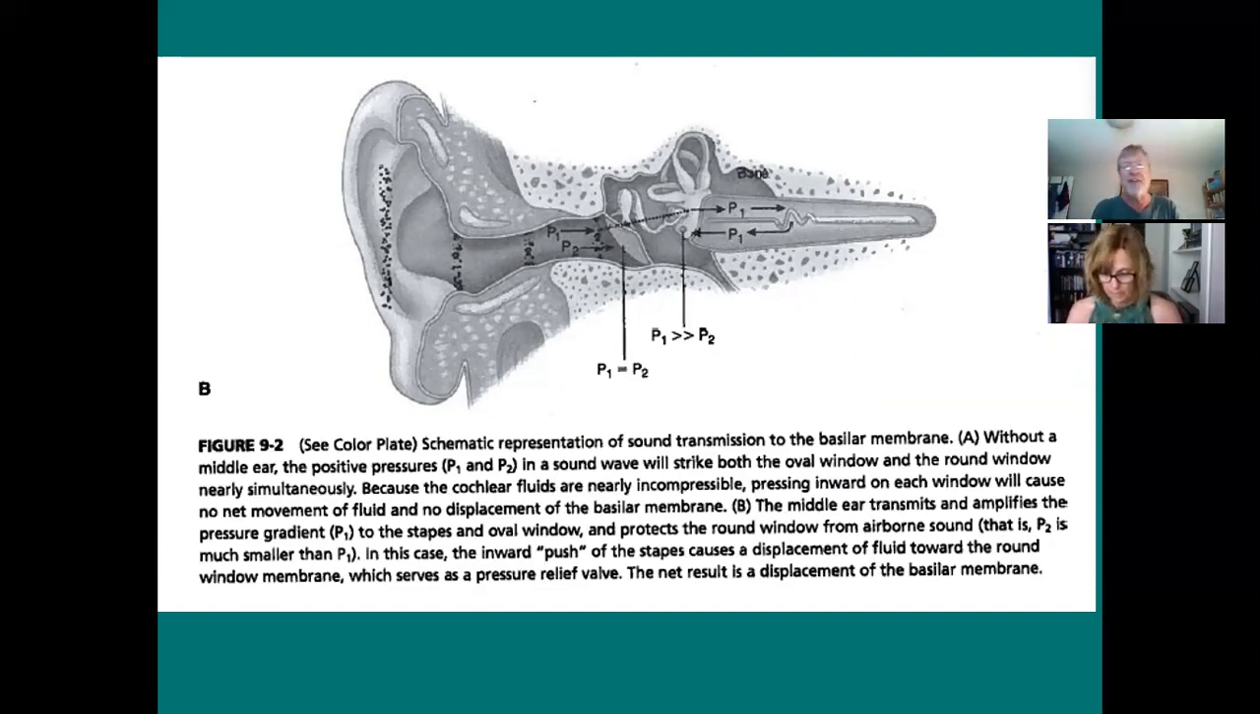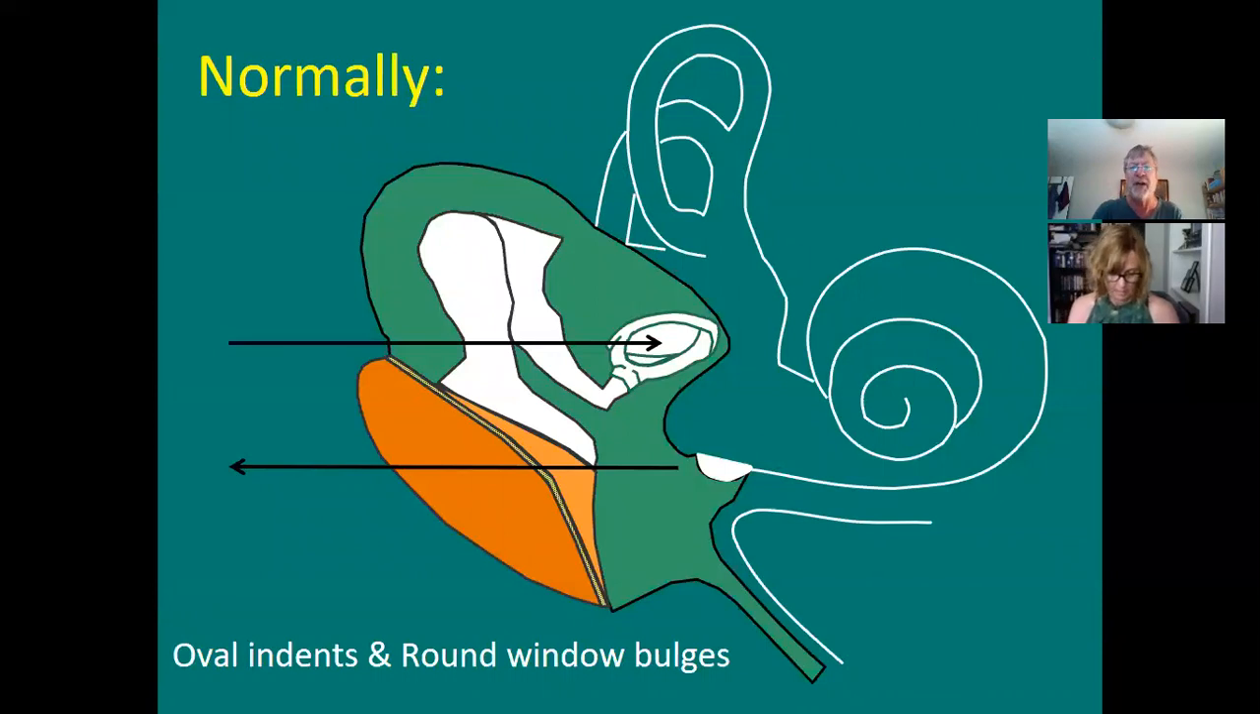Now, if we go to page 2 in our notes, top of page 2, you'll look at treatment for otitis media. And treatment of otitis media is, oh yeah, this slide here is just showing you that interplay again. That's what I'm saying. Oval indents, round window bulges, okay?